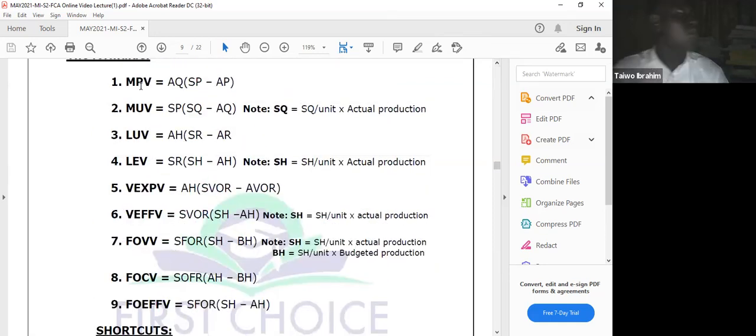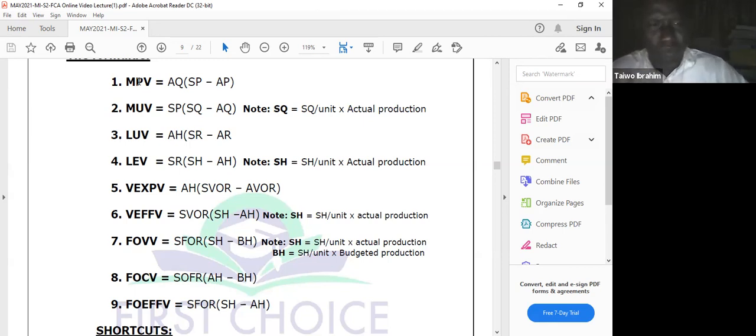Number one is the material price variance. Now, when we say material price variance, what do we mean? We are looking at the variances in price. You need to spot the variance that we are computing. If they say material usage variance, we are computing usage. If they say material price variance, we are computing the price of the material.